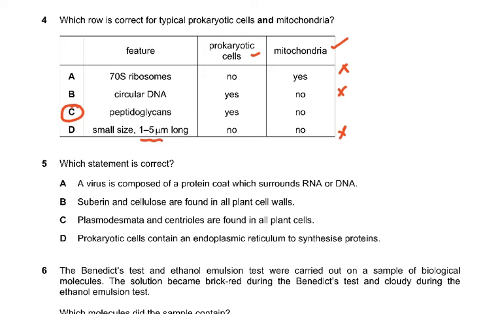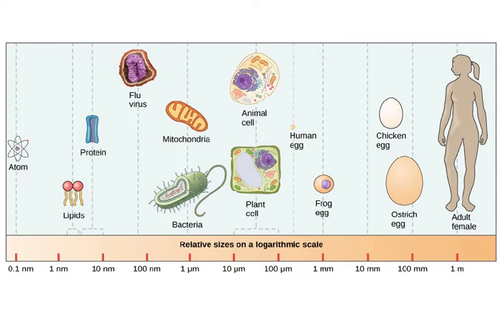So another difficult question, I think, if you are not very clear on it. I just want you to see a diagram. This is a very good scale diagram about the different sizes that we have. If you look at bacteria and mitochondrion, they're both the same size.